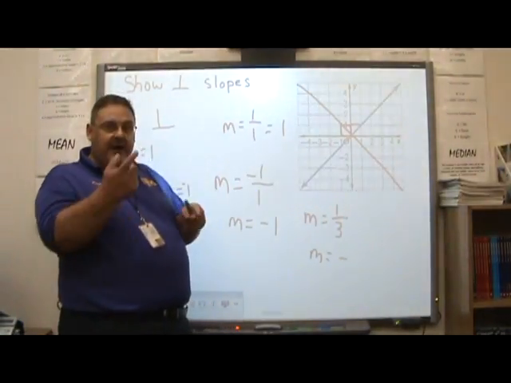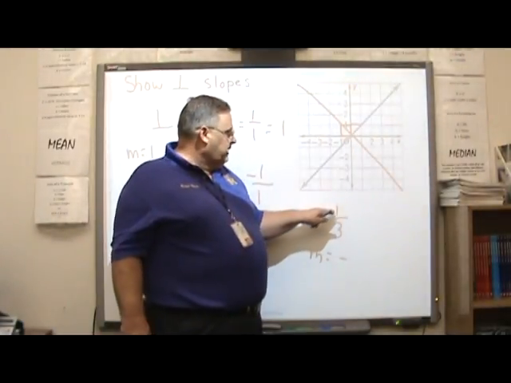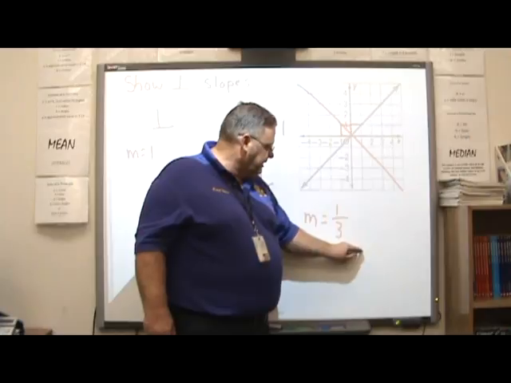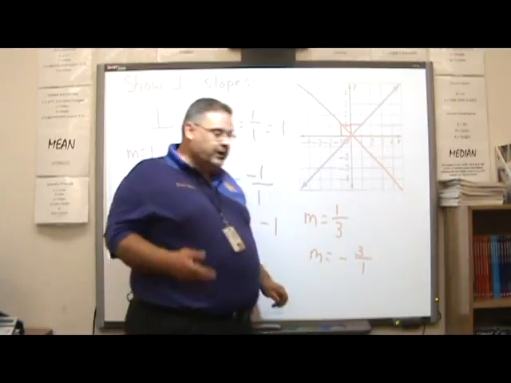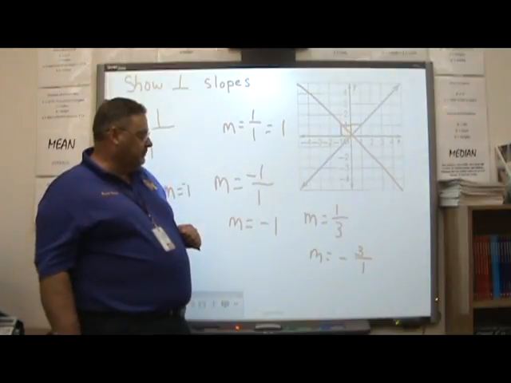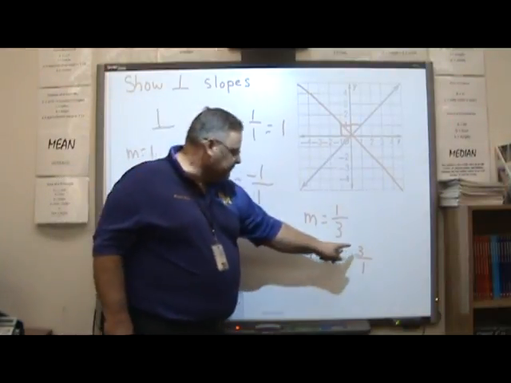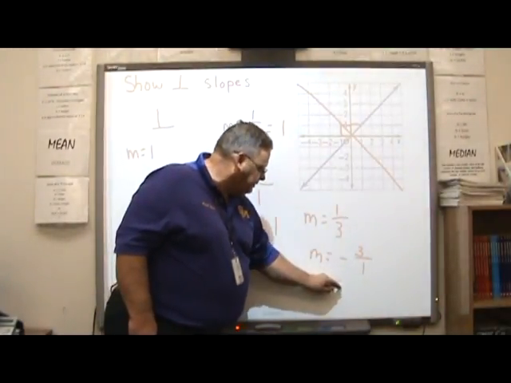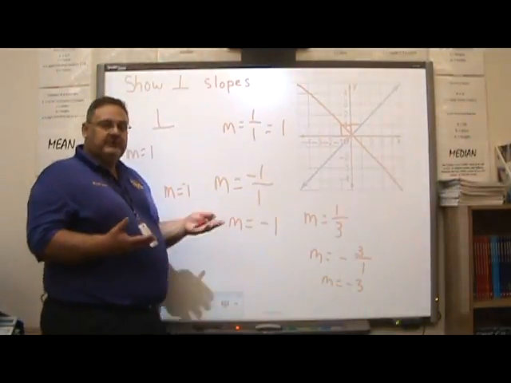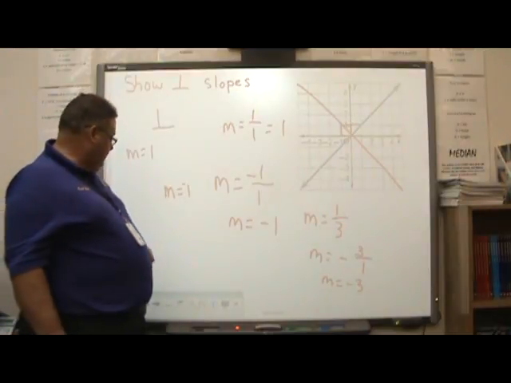Okay? And then I said the opposite. So the opposite of going up 1 and over 3 would be what? Going up 3 and over 1. So you invert the slope if it's in a fraction form. All right? And then 3 divided by 1. So here's an example of two perpendicular lines. The slopes of two lines that would be perpendicular.